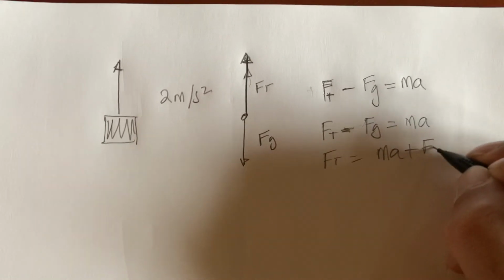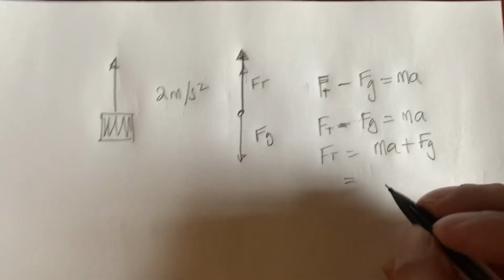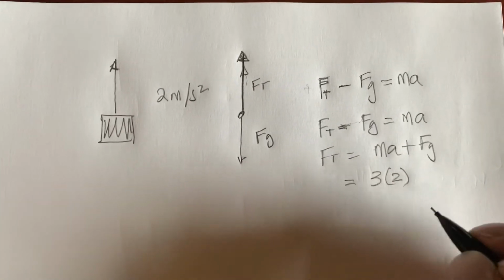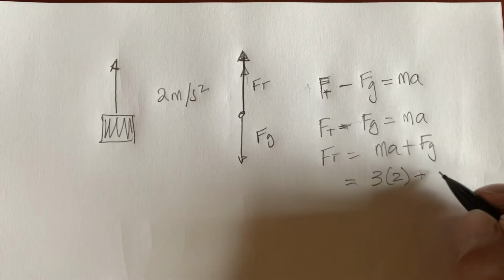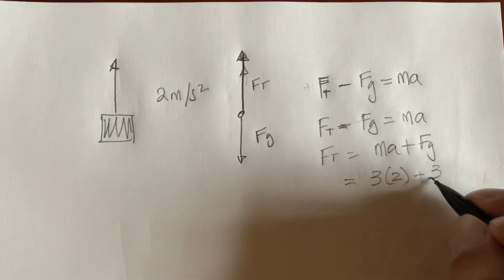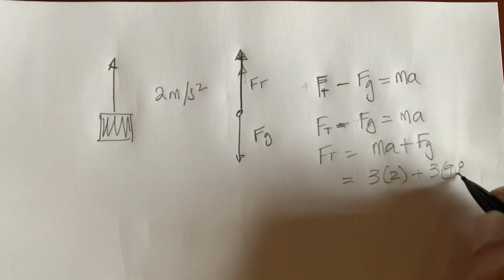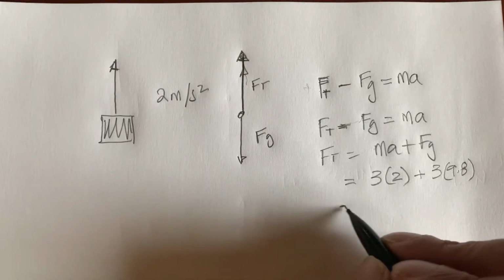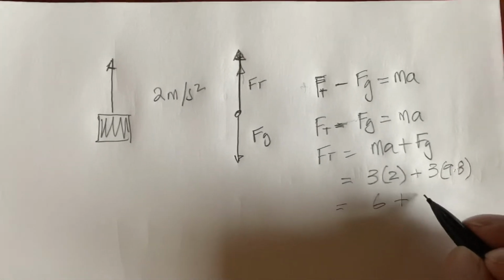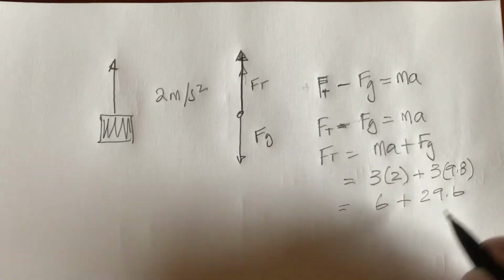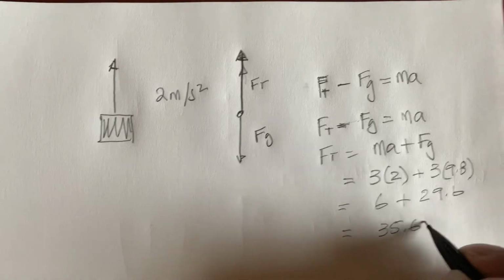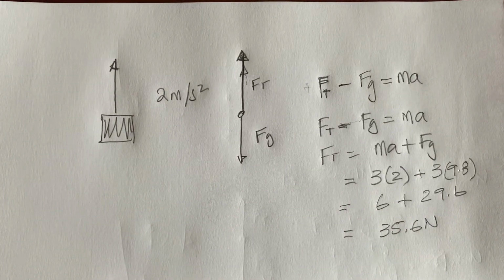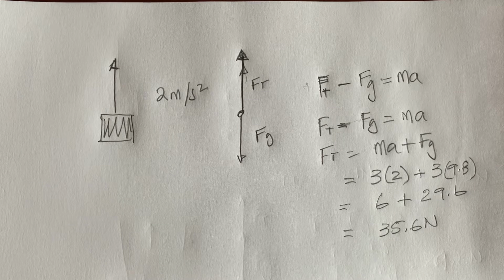ma plus Fg, which is going to equal 3 times 2 plus my force of gravity, which was again 3 times 9.8. And then that gives me 6 plus 29.6, which gives me 35.6 newtons. So you notice that the tension increases on the string as it is accelerated upwards.